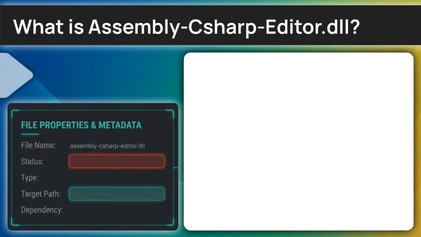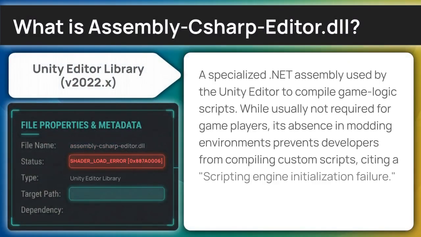This is the Assembly-Csharp-Editor module, a specialized .NET assembly used by the Unity editor to compile game logic scripts. While usually not required for game players, its absence in modding environments prevents developers from compiling custom scripts, citing a scripting engine initialization failure. Understanding the file's role is a great start. Now let's look at replacing it.